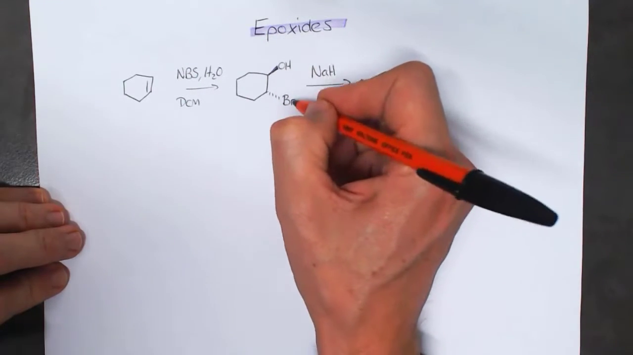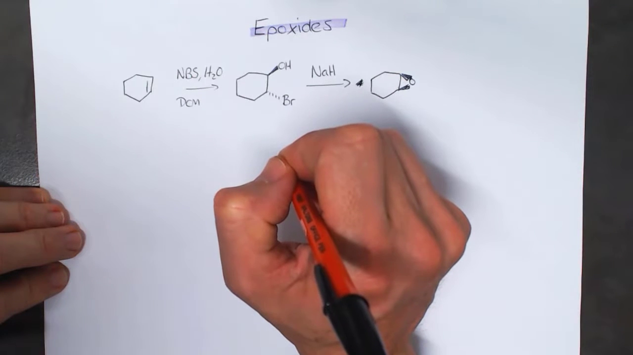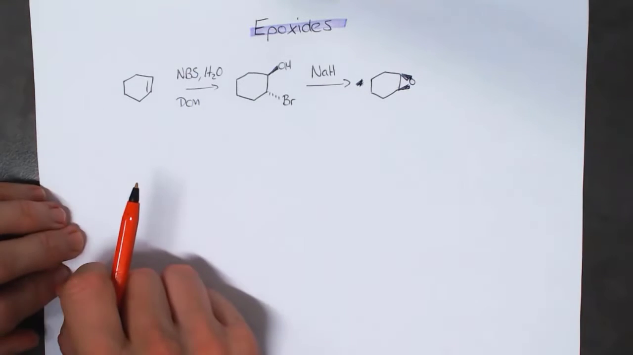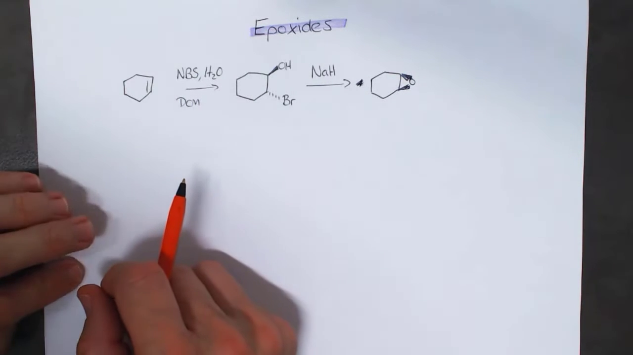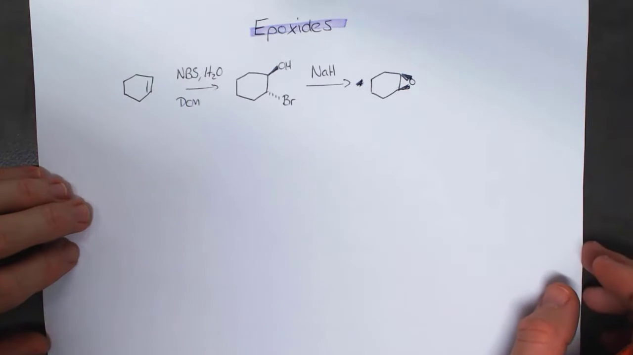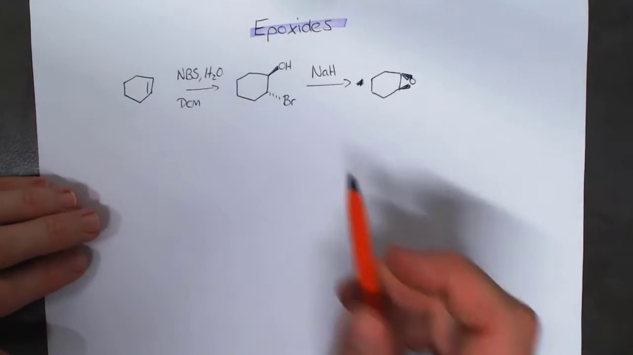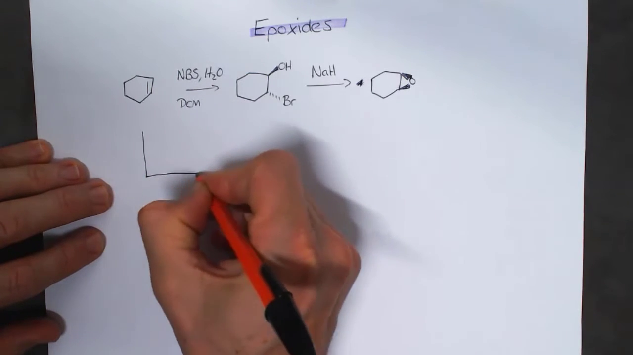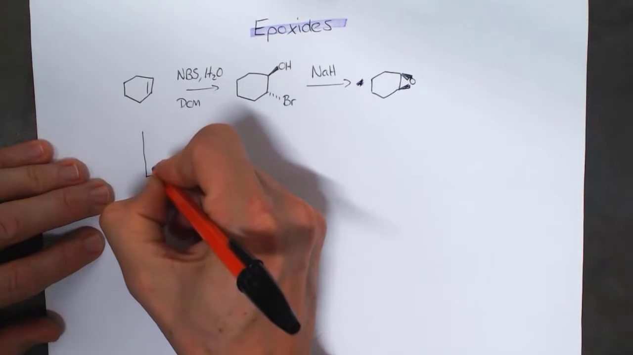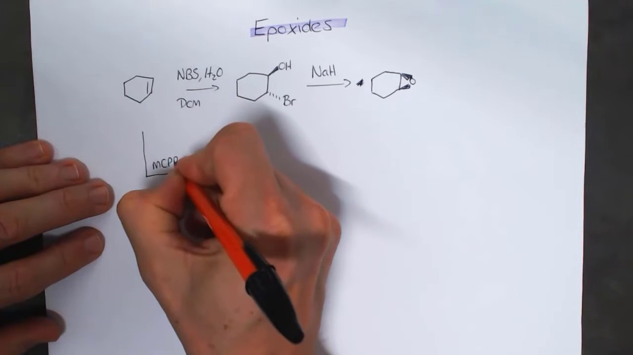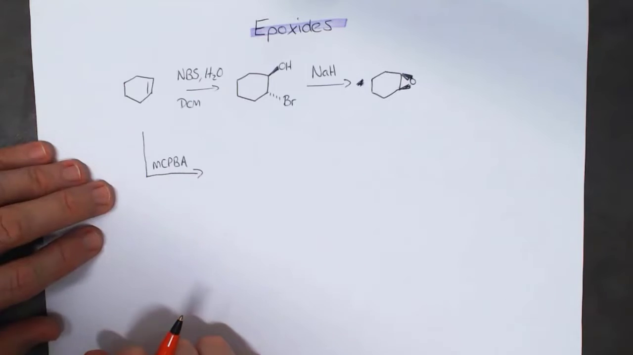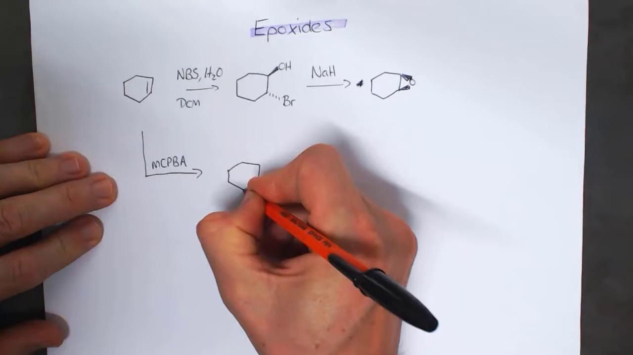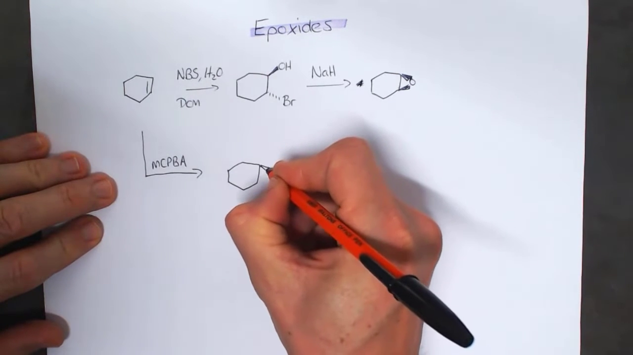So we've added a bromine and a hydroxide at the same time. And then we could then use a base to form the epoxide. So that is an easy way of forming epoxides. But what I want to introduce to you now is a better way, because we can just do this in one step. And to do that, we use a new reagent whose abbreviation is MCPBA. What this does is it immediately puts on this epoxide in one step.